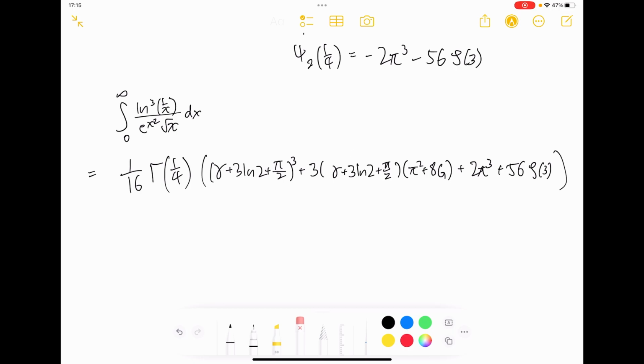By the way, zeta 3 is called Apéry's constant, just as a side note. And G is called Catalan's constant. I don't know if I said that. So, anyways, this is the final form. Yeah, this is the final closed form.